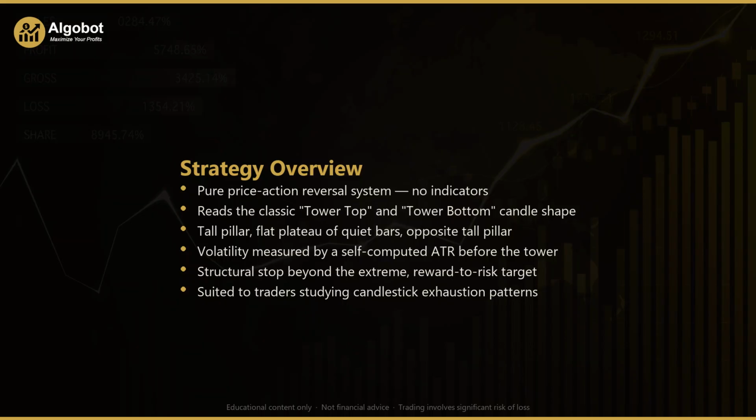To decide what counts as a tall pillar and what counts as a small plateau bar, the EA computes its own average true range over the window of candles that comes before the tower. That way, everything is judged against the market's normal range in that period, not against a fixed number of points. This approach is designed for traders who want to study candlestick exhaustion patterns in a systematic, rule-based way. It can be applied to whatever single time frame the backtest selects.